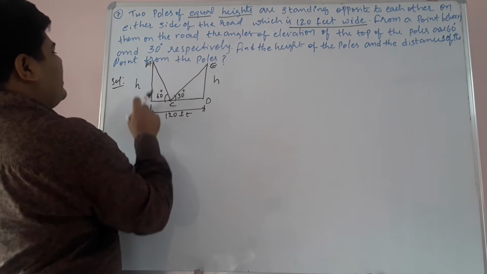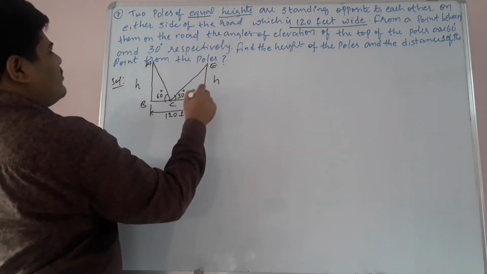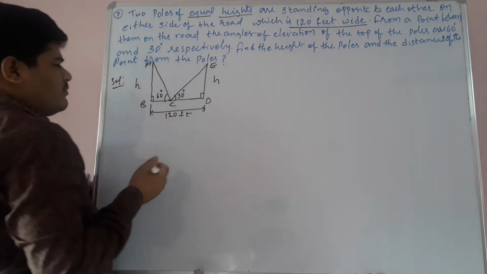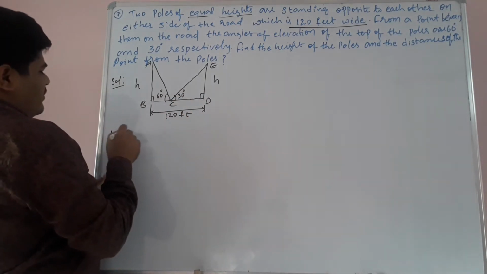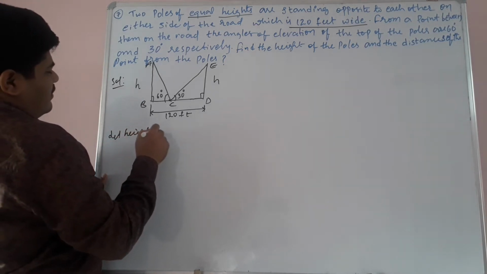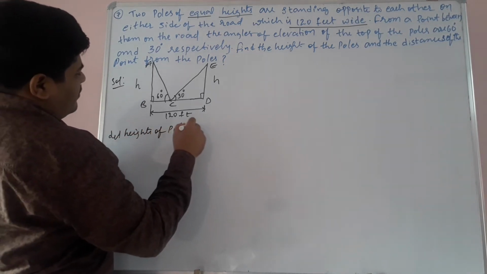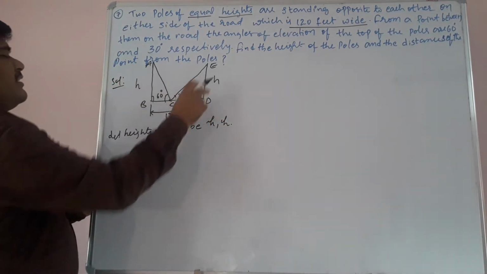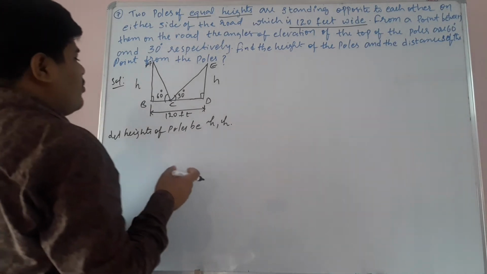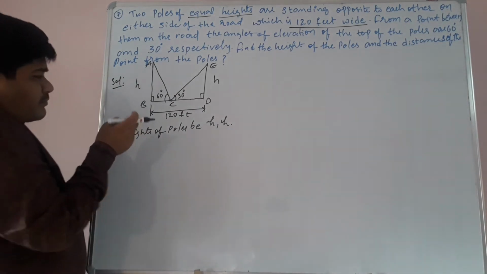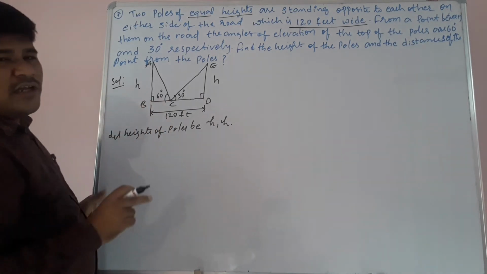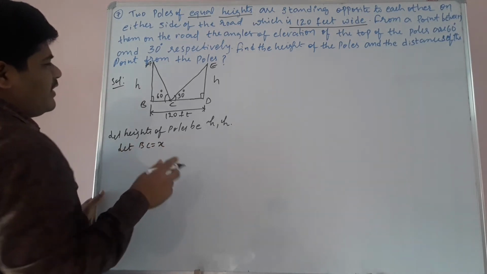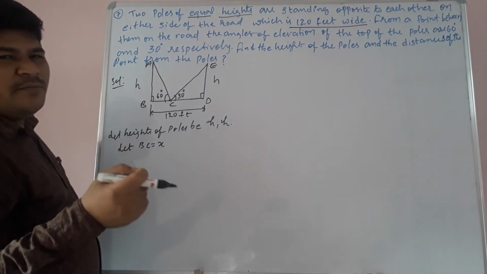So two triangles are here, ABC and CDE. These are the poles standing, right? So these are triangles. So now, children, let the heights of the poles be h comma h. Both are equal, no? So take it as h and h. And now we don't know the distance between the point and the first pole. Let it be x. So let BC be equal to x. BC is nothing but the distance between the first pole and the point between them.